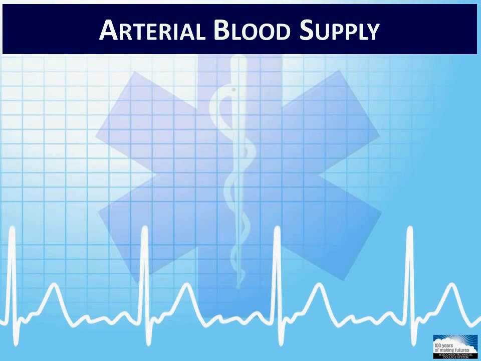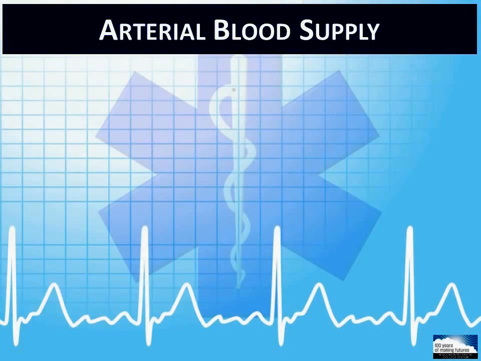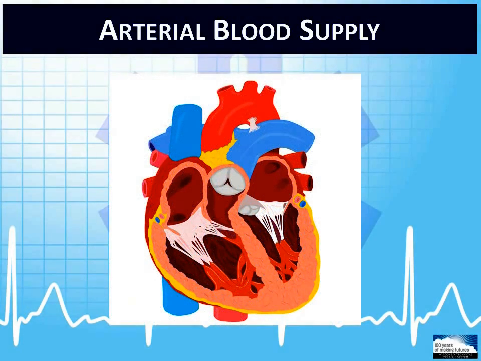By definition, arteries are the vessels that take blood away from the heart. There are two main arteries that leave the heart. The first is the pulmonary artery, which takes oxygen-depleted blood from the right ventricle to the lungs.